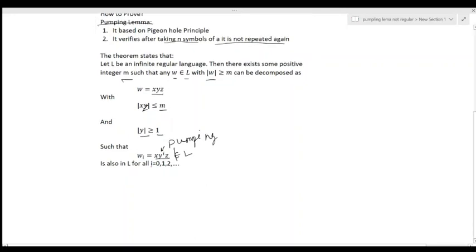The proof of this pumping lemma is very simple. Let's say language L is equal to L(A), where A is some DFA. Now let string w be a1, a2, ..., am, where m is greater than n. That is, the length of the string is greater than the number of states of the DFA A.